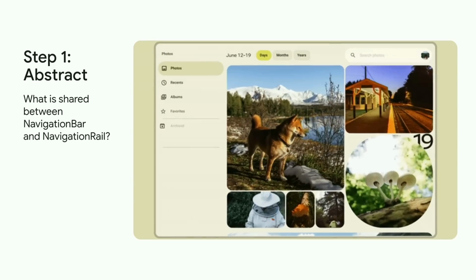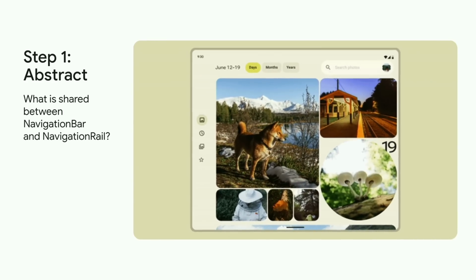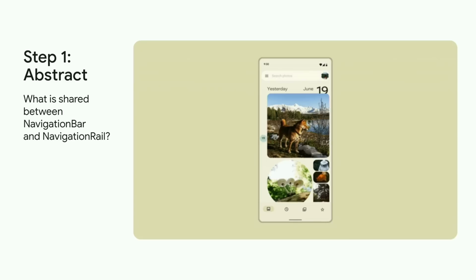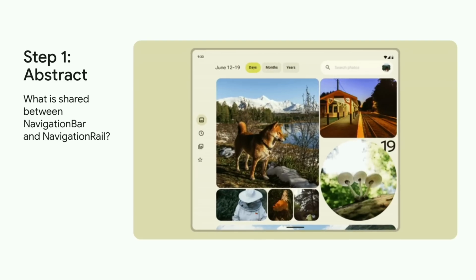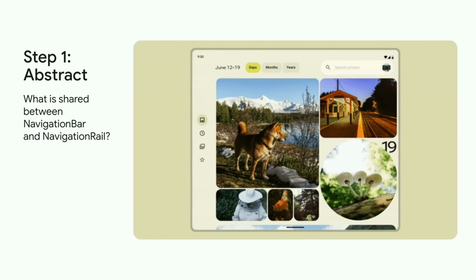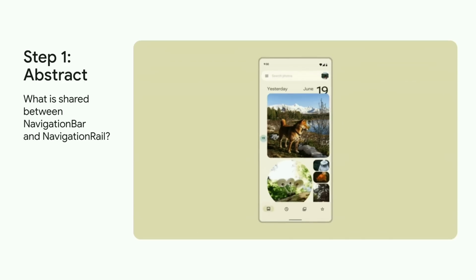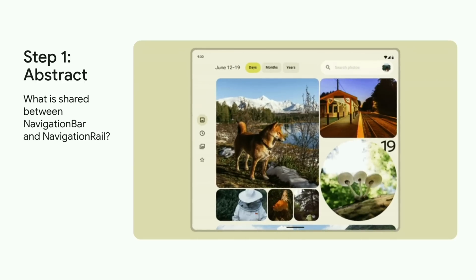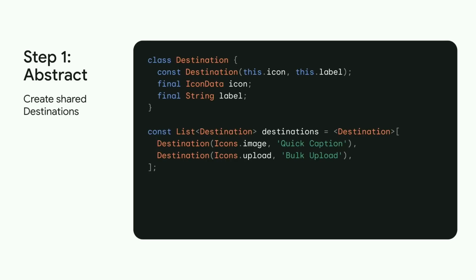So let's follow that abstract measure branch methodology we created and see how it goes. In this example, we want to switch between a navigation bar when the app is small and a navigation rail when the app is big. What can we abstract and share between these two widgets? So we know we want a shared list of destinations to navigate to. Let's create a destination class to hold this info and define a destination as having a label and an icon.